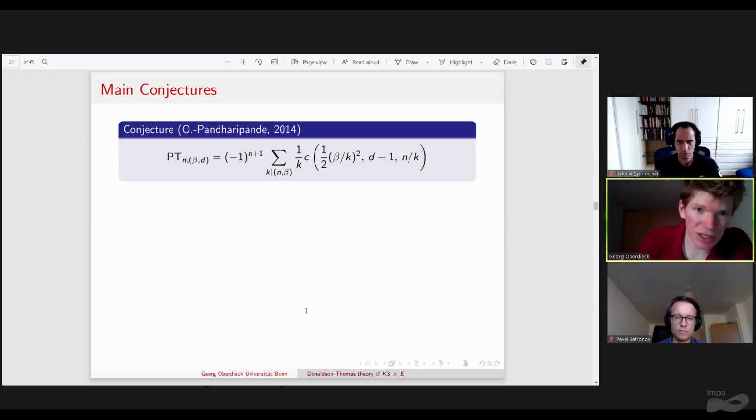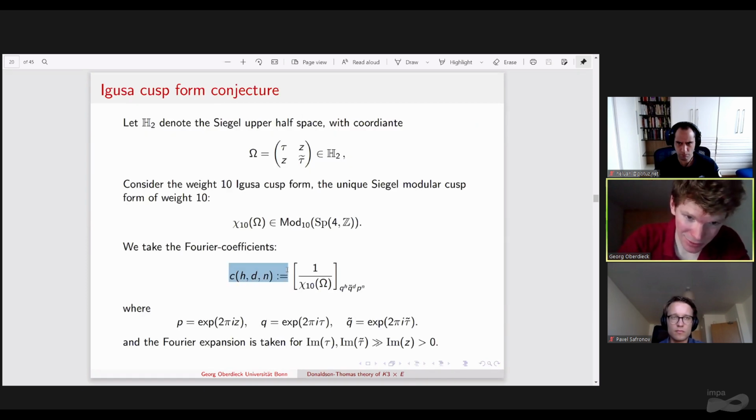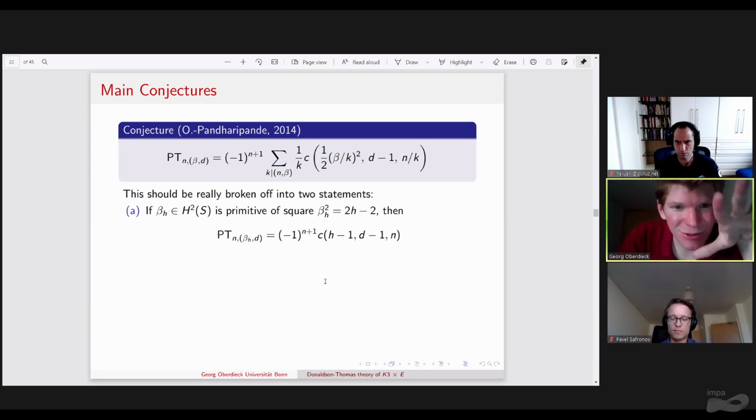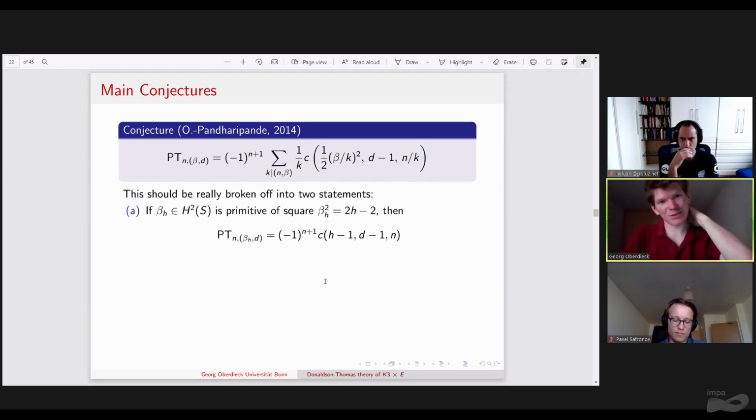And so the basic conjecture, which of course was inspired by a lot of earlier work in physics, is that these Donaldson-Thomas invariants of this threefold are given by exactly this expression, where the coefficients that enter are the c's. Remember that the c's are the Fourier coefficients of this 1 over chi10. This is a complicated statement, so let me better state it in 2 steps. Let's break this conjecture into 2 statements.